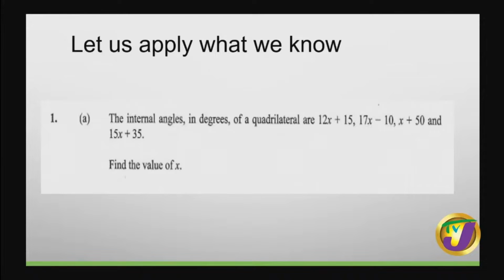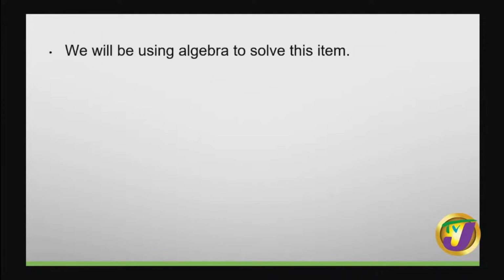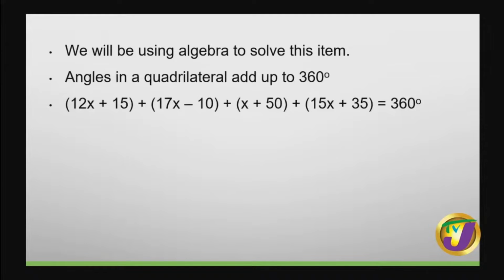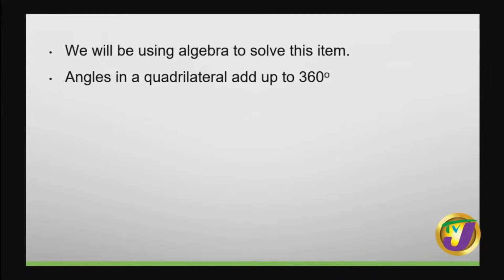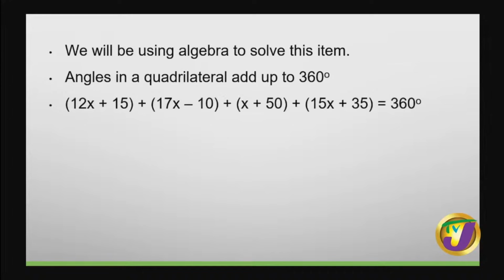All right, we'll be using algebra to solve this item. So clearly remember we're reviewing algebra, and let us look at this particular question here. Angles in a quadrilateral add up to 360 degrees. And we have a question that says the angles within a quadrilateral are represented by 12x plus 15 and 17x minus 10, plus x plus 50, and the other angle is 15x plus 35.